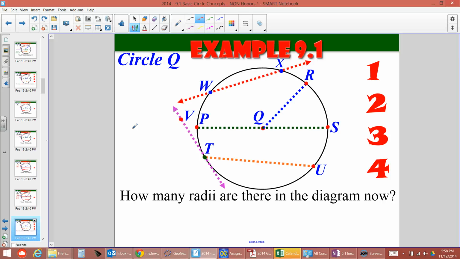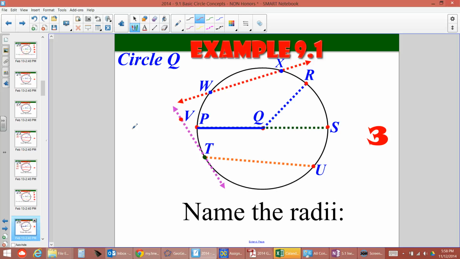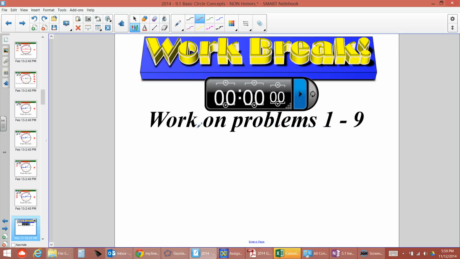Now let's talk about how many radii we see in the diagram. Well, the first one we named as a radius, but the other two we got to think about a little more. PQ, does it have an endpoint at the center? Yes. Does it have an endpoint on the circle? Yes. Then it's a radius. All right. QR, we labeled that one as a radius, and then QS is also a radius.